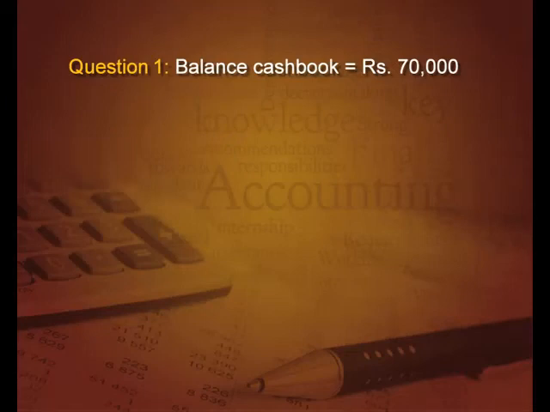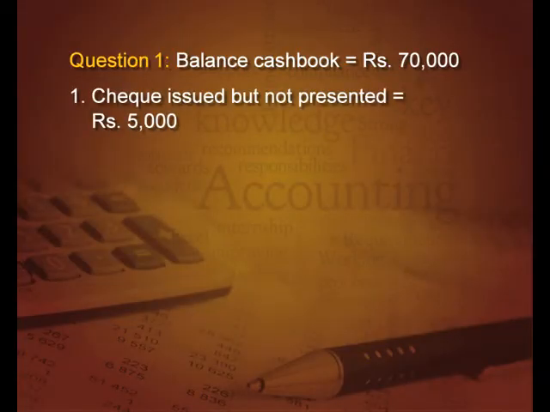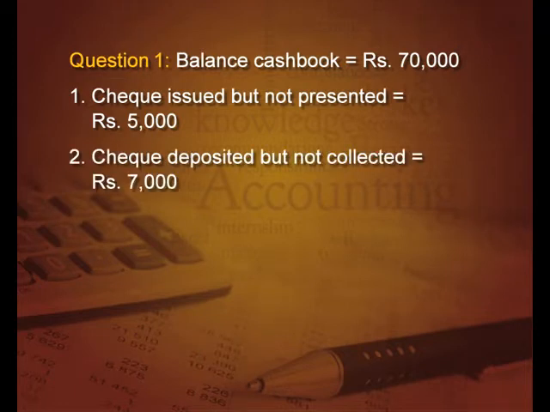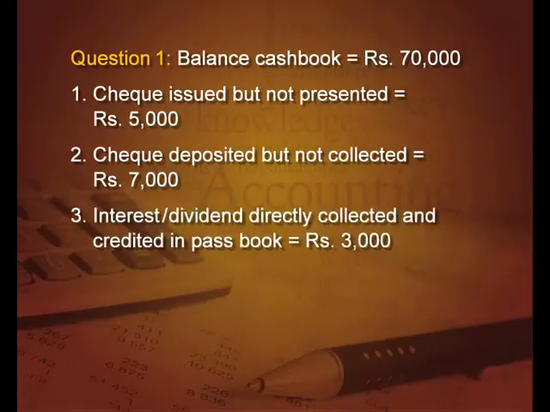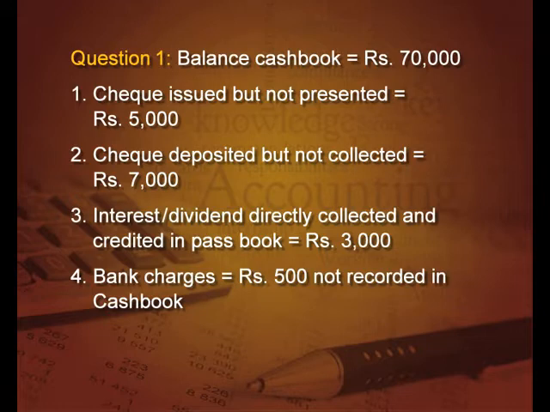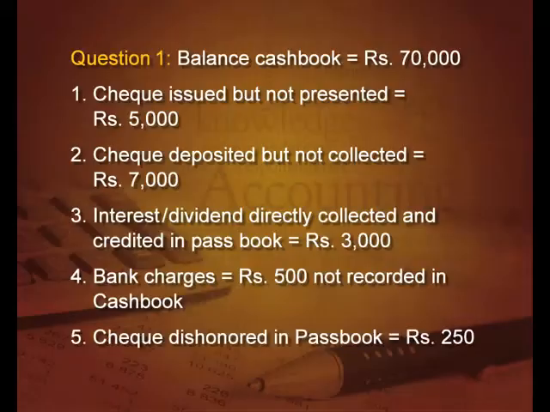Now let us do one practical question to check whatever we have understood. Balance as per cash book is given, 70,000. Now there are various entries, I am reading them. First point, check issued but not presented 5,000, check deposited but not collected 7,000. Next one, interest and dividend directly collected and credited in the passbook 3,000. Next point, bank charges 500 not recorded in the cash book. Next one, check dishonored in passbook 250 rupees.